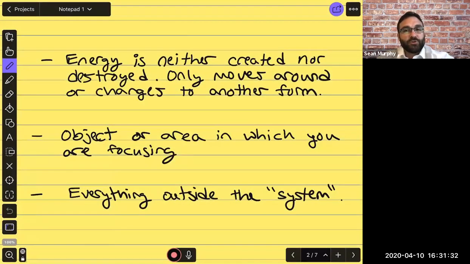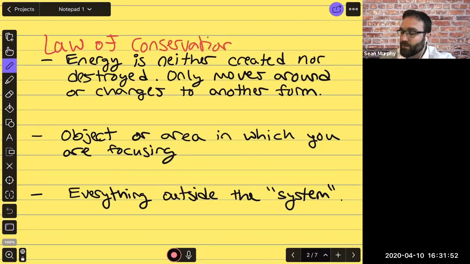Energy is neither created nor destroyed, only moves around or changes to another form. This is one of those laws, okay? So it is the law of conservation. Now, before stoichiometry, we did the law of conservation of matter. And since we're learning a chapter on heat energy, it's going to be the law of conservation of energy.